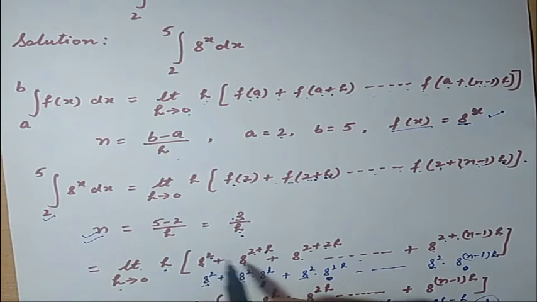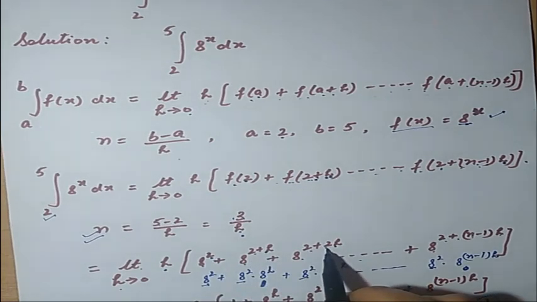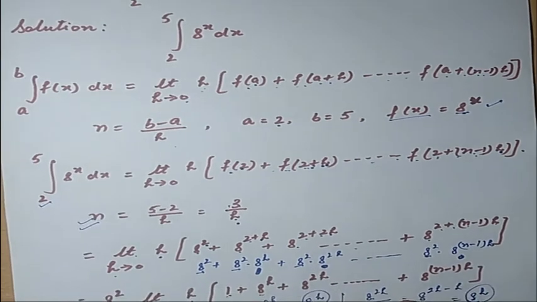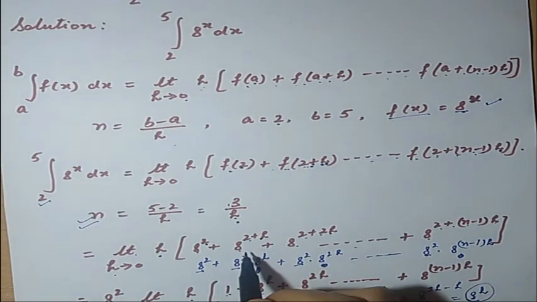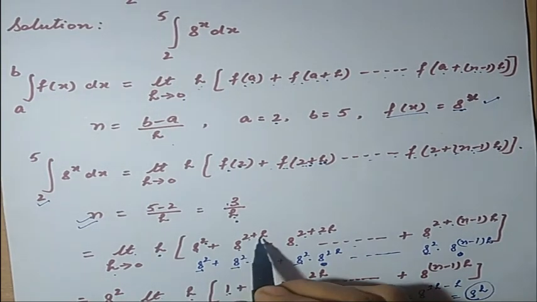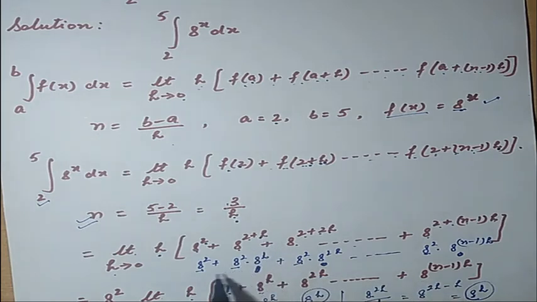8 raised to power a, 8 raised to power a plus h, 8 raised to power a plus 2h, and so on. Now, if the base is the same, then only the powers are added. And we can write it in this form also: 8 square plus 8 square into 8^h.